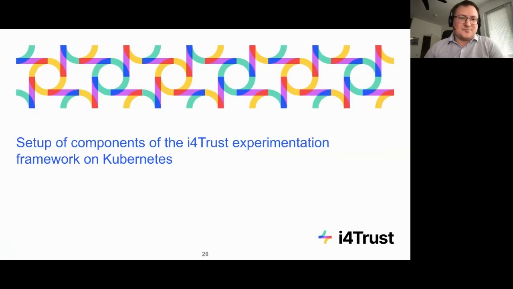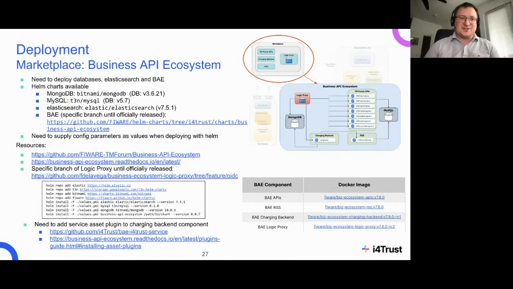Then in the last part, what I want to show is how to actually set up all the components of this use case example. And on the example now from on Kubernetes, I'm starting with the marketplace. Of course, there's a central instance now, but everyone could also deploy a marketplace on their own because it's open source. What does one actually need for this?